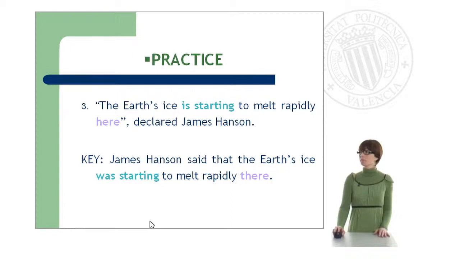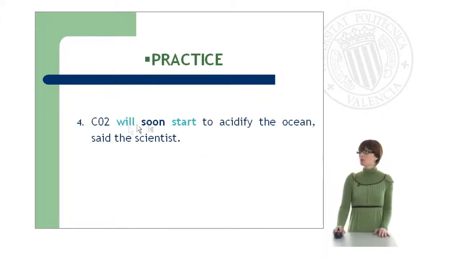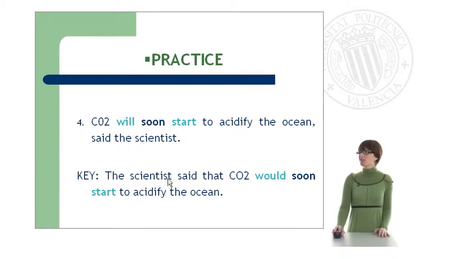Let's have a look at the next one. "CO2 will soon start to acidify the ocean," said the scientist. And the key is: the scientist said the CO2 would soon start to acidify the ocean. In this case, you only have to change the verb tense, from the future, will start, to the conditional form, would start. And let's have a look at the final one.